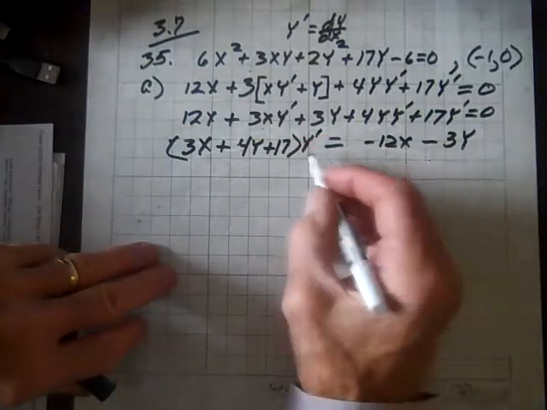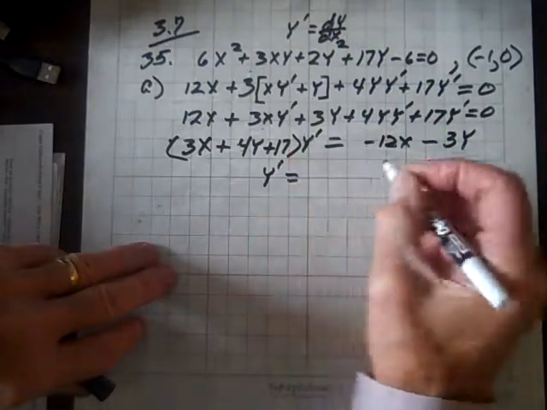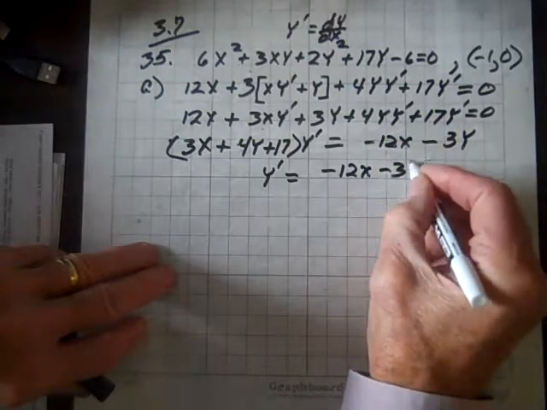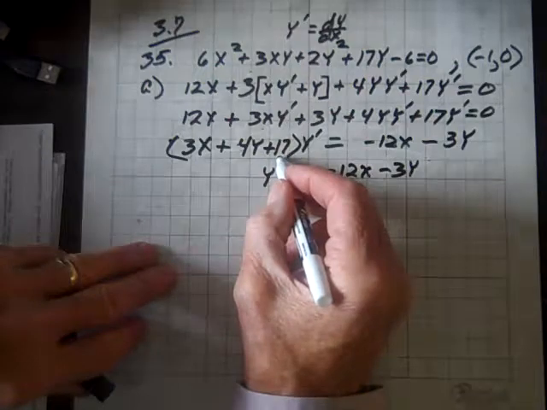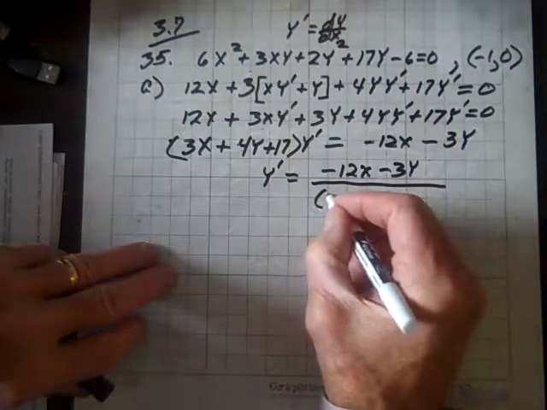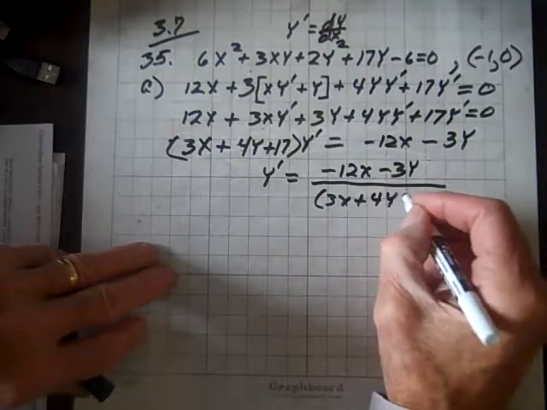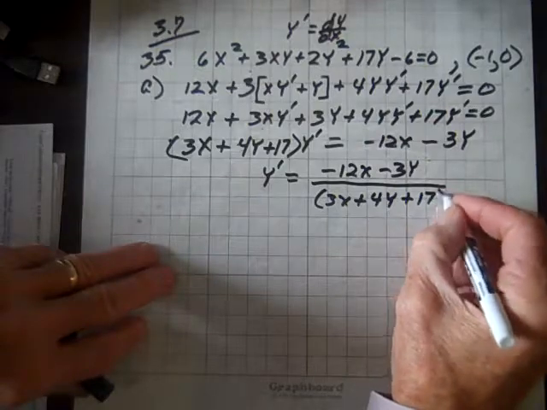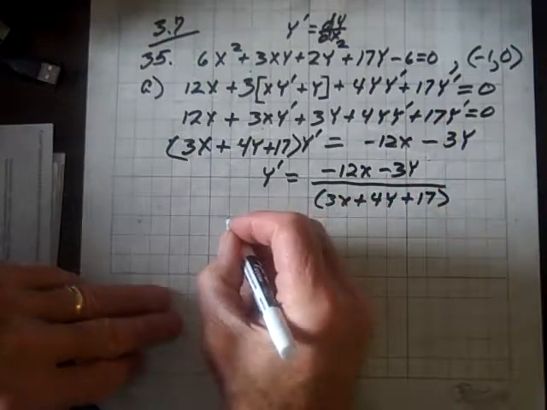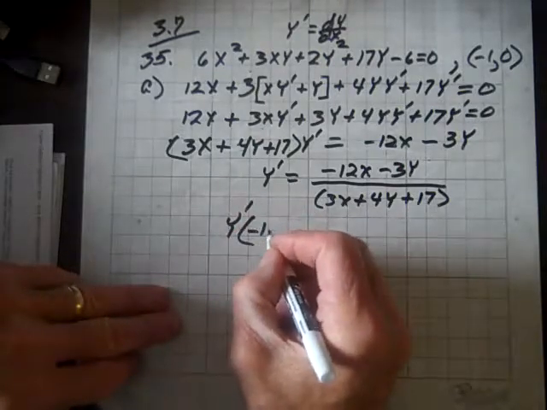So, now let's isolate y prime. So y prime equals -12x minus 3y, and dividing both sides by this factor, we get 3x plus 4y plus 17. Now, let's evaluate this for the point -1, 0.